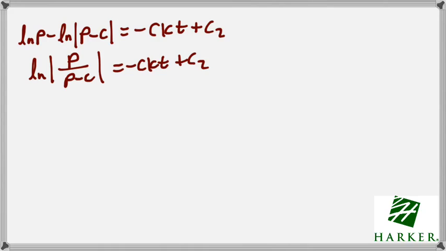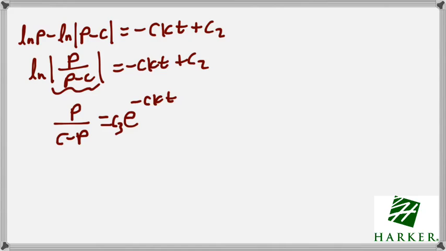Here's where I got to be careful. P is less than C. P is between 0 and C. That was given in the problem, which means the inside of this is actually going to be negative. So when I take the absolute value, it switches the signs. So this is going to become P over C minus P is equal to e to the negative CKT. And then if you remember, I'm going to put a little C3 as a multiplier. Again, there's where some of you messed up. You got to learn how to work with exponents.